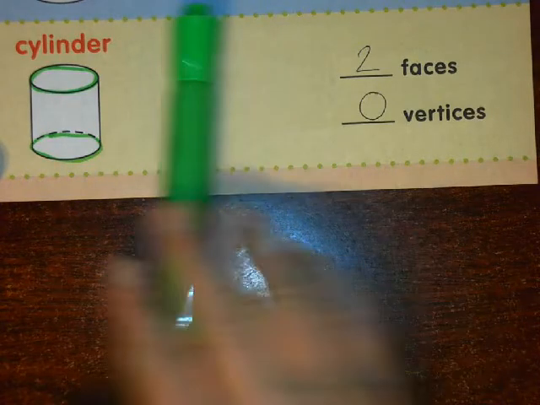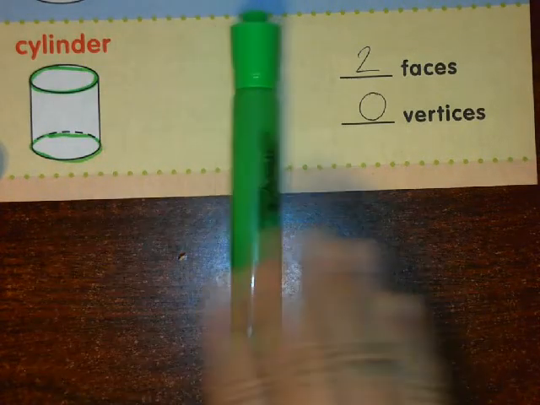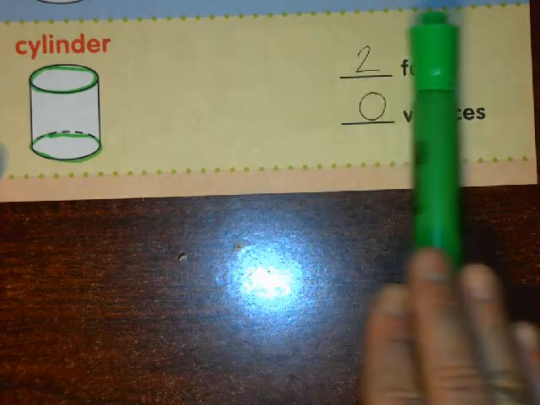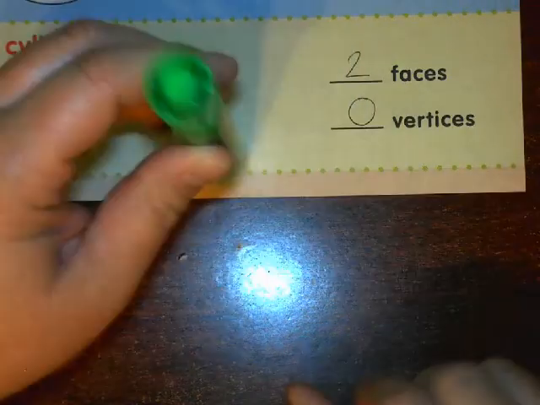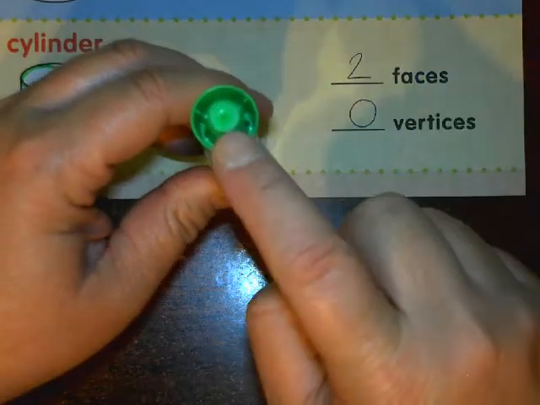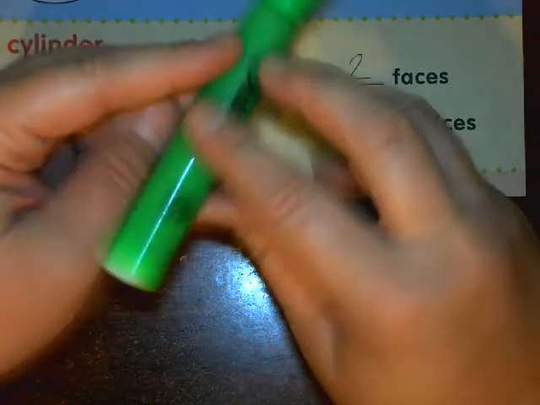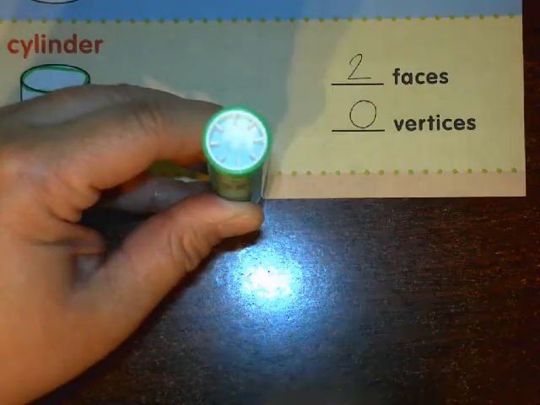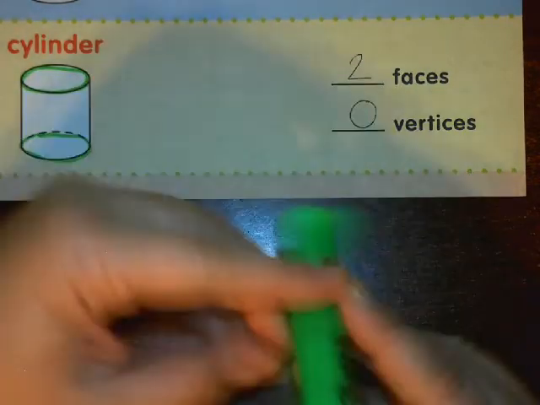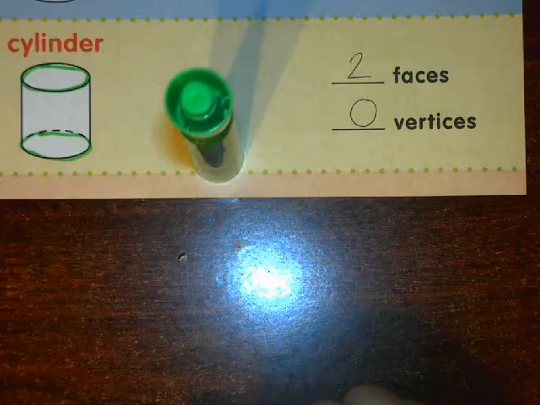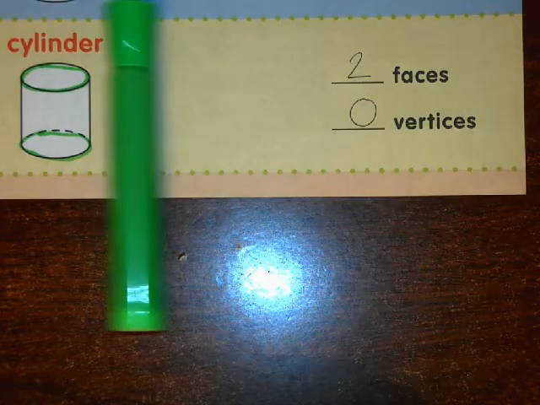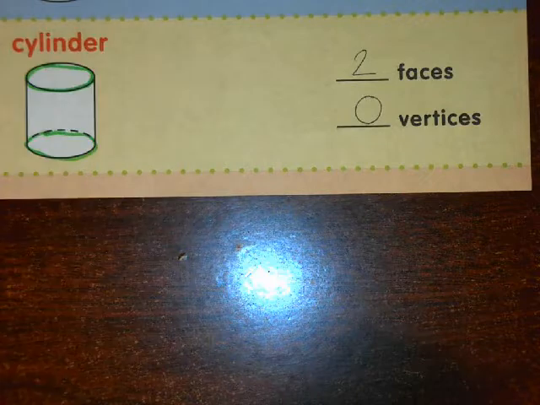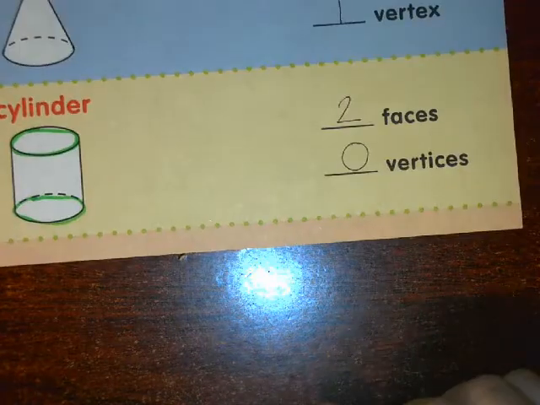It can roll because it's round all the way around, except on the bottom and the top. See, here's my flat circle at the top and my flat circle at the bottom. So if I wanted to stand it up, I could, and it won't go anywhere. But if you lay it down, it can roll away. That's the cool thing about these shapes. Okay.